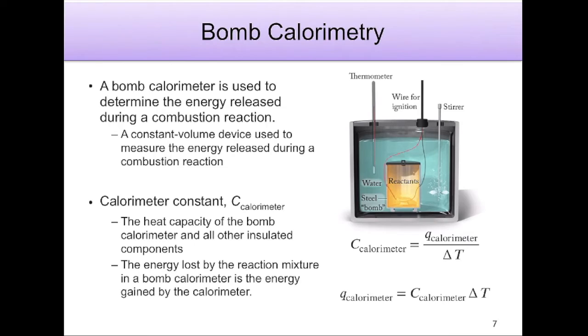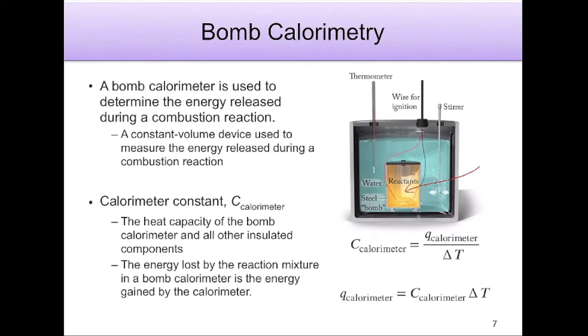Another type of calorimeter is called a bomb calorimeter, and it is mostly useful for determining the energy released during combustion reactions. So basically it is a big bucket that has a bomb inside of it. This bomb is made up of steel. It's kind of a screw top, and inside is where you would put a little pellet of which you know the mass of the particular compound that you want to burn.